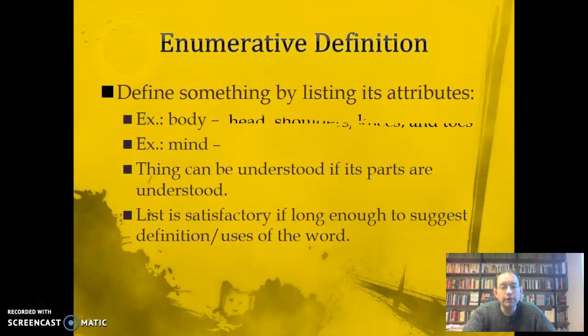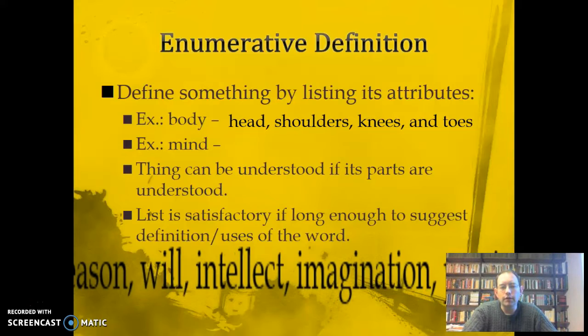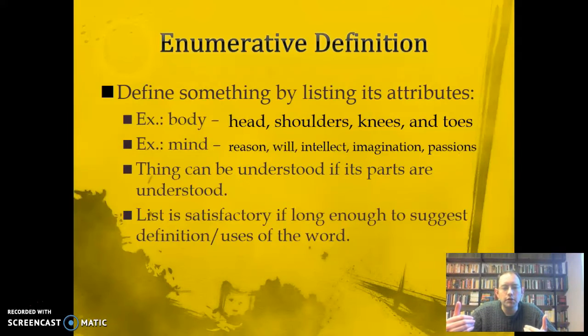So define the body. One way you could define it, classic children's song: head, shoulders, knees, and toes. These are the physical things that make up the body. These are the attributes or components of the body, right? And the mind, you could use it.